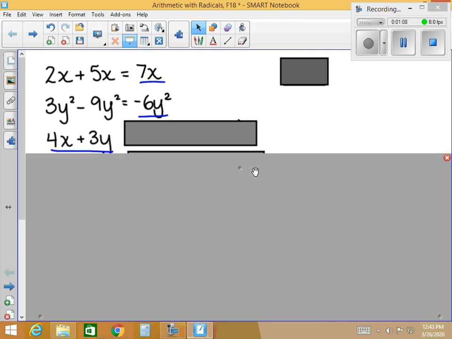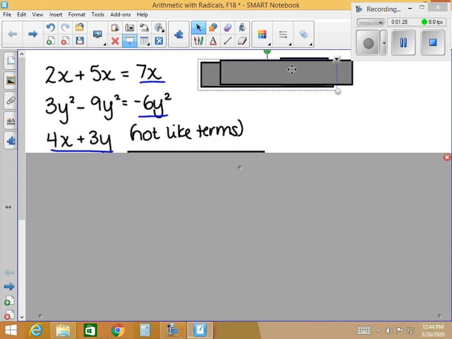But then if we are asked to add something like 4x plus 3y together, are we allowed to add those together and combine them into a single term? Most of you would say, well, of course not. We can't do that because those are not like terms.